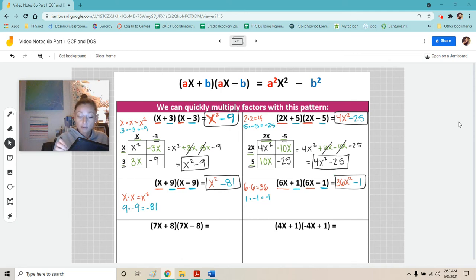A couple more on here that we'll try. 7x plus 8, 7x minus 8. 7 times 7 is 49, so that'll be 49x squared. 8 times negative 8 is negative 64.